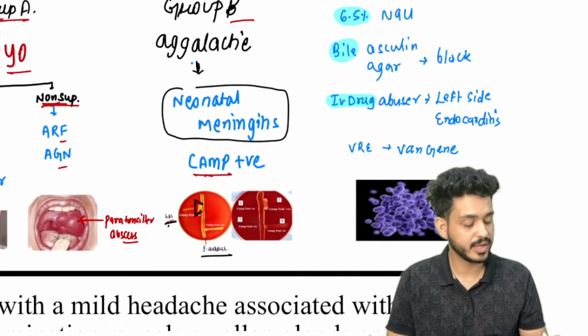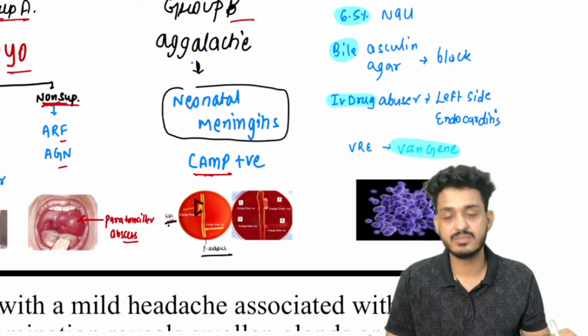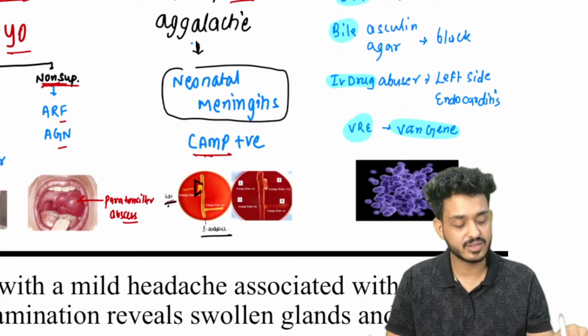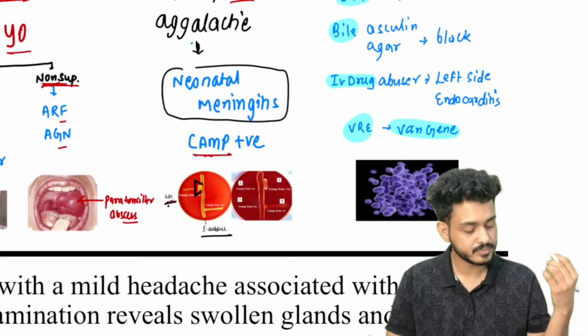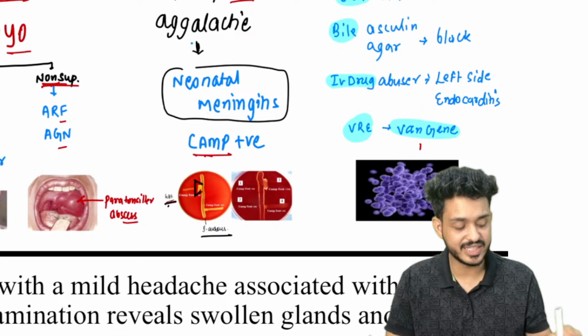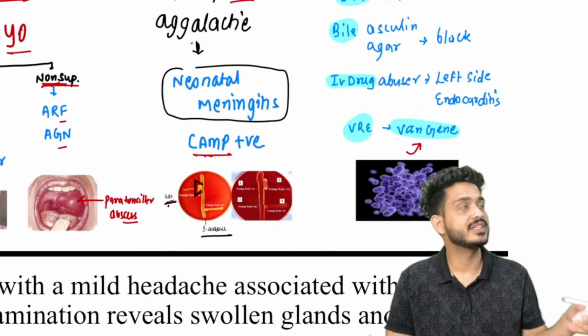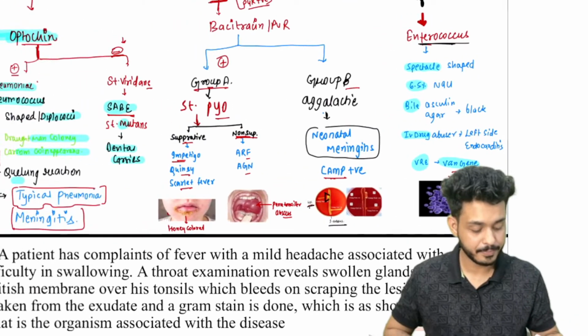IV drug abuser. It will also have resistance to vancomycin. That is why it is known as vancomycin resistant enterococci, and that is due to a gene known as the VAN gene. Okay, we are having this thing.